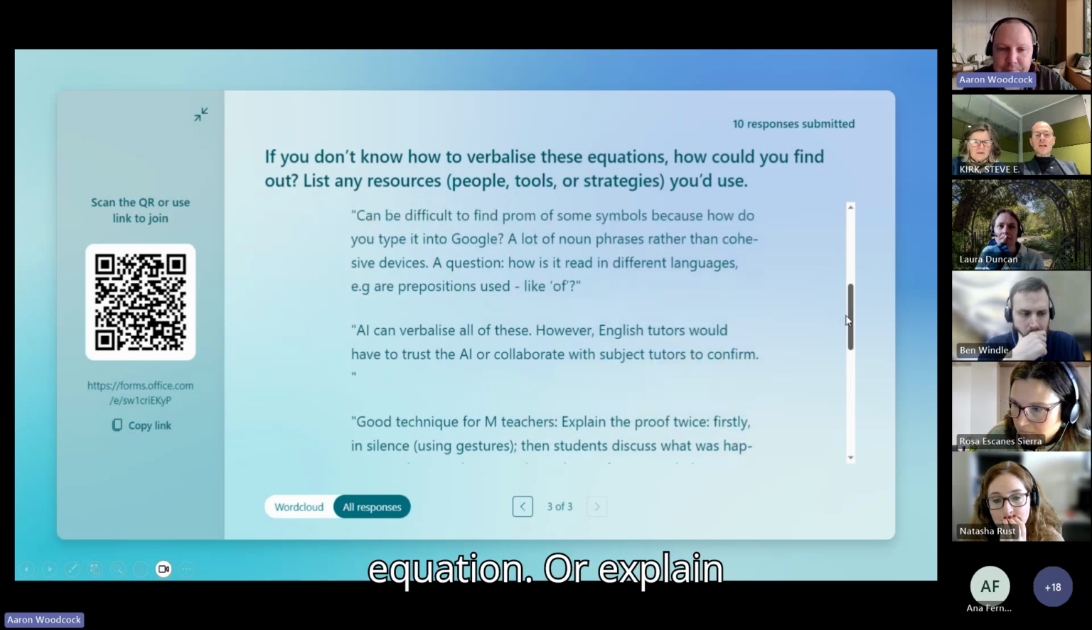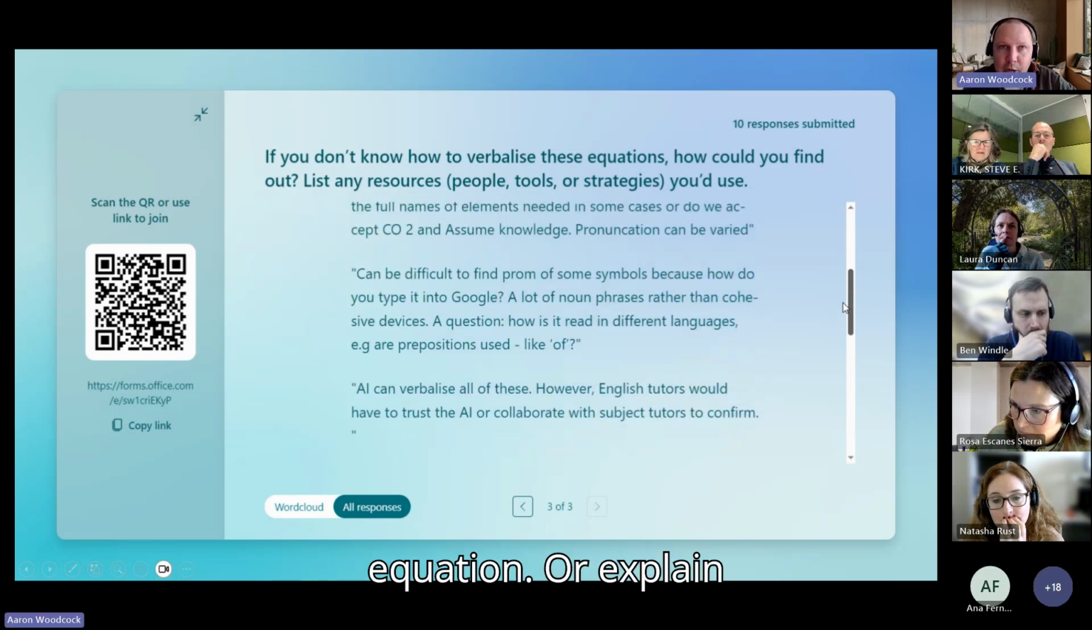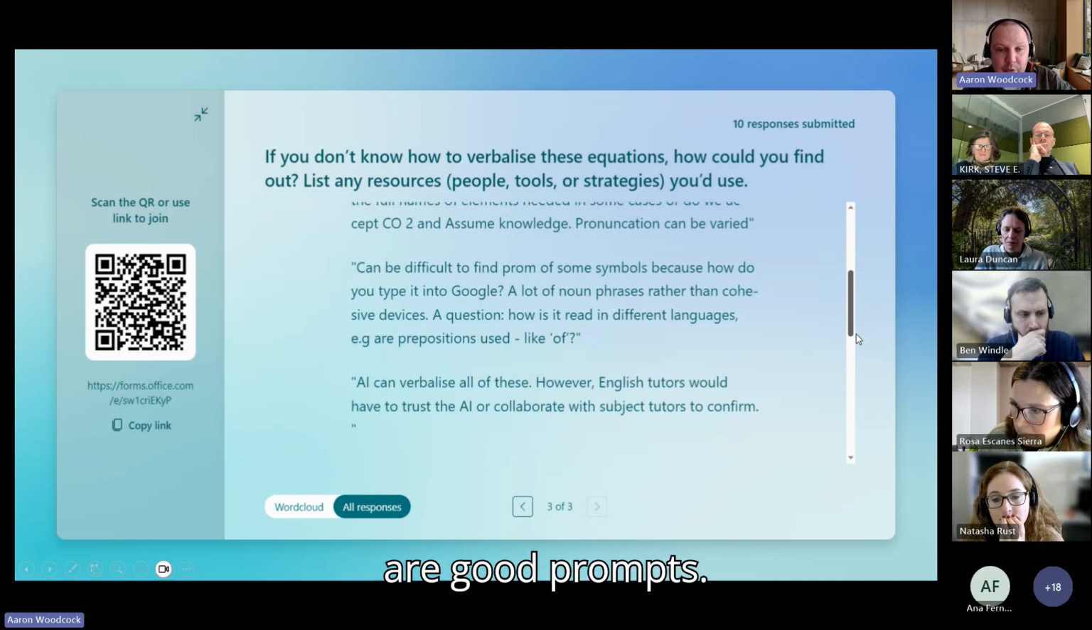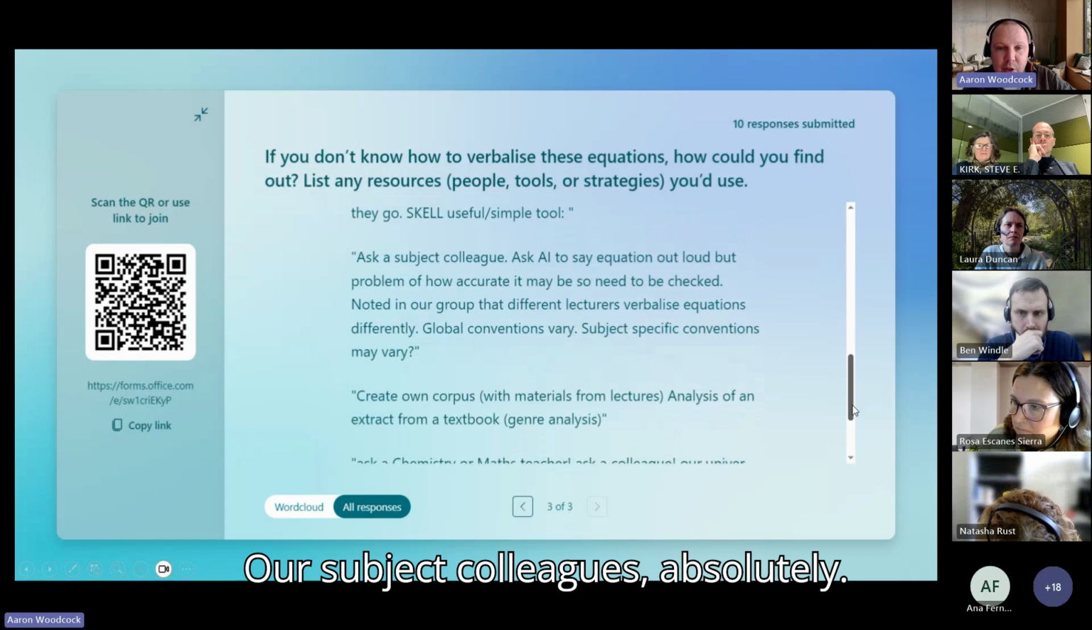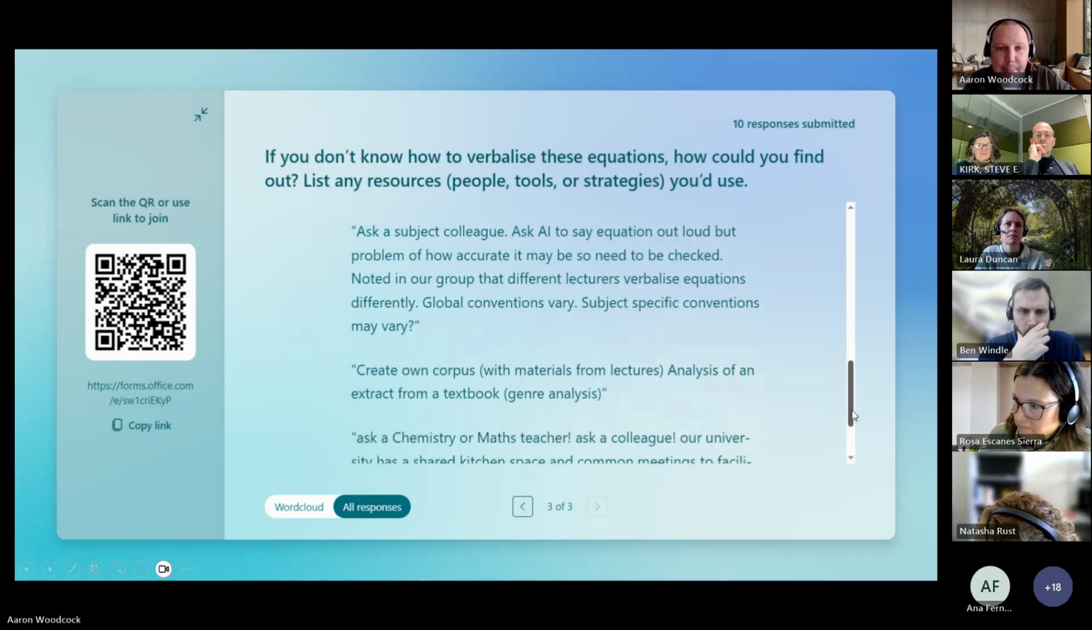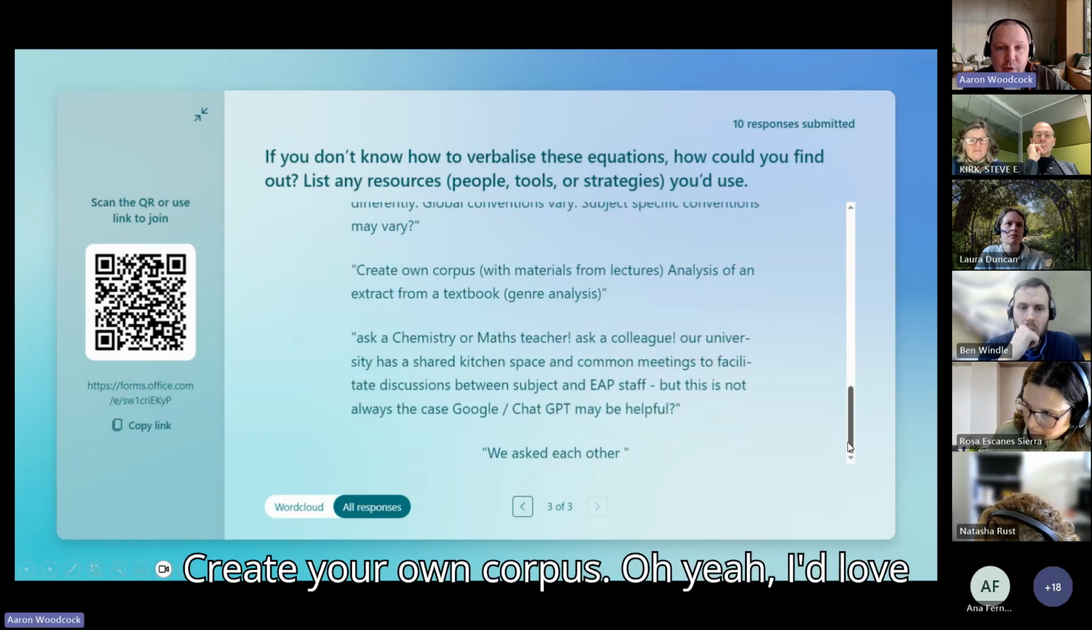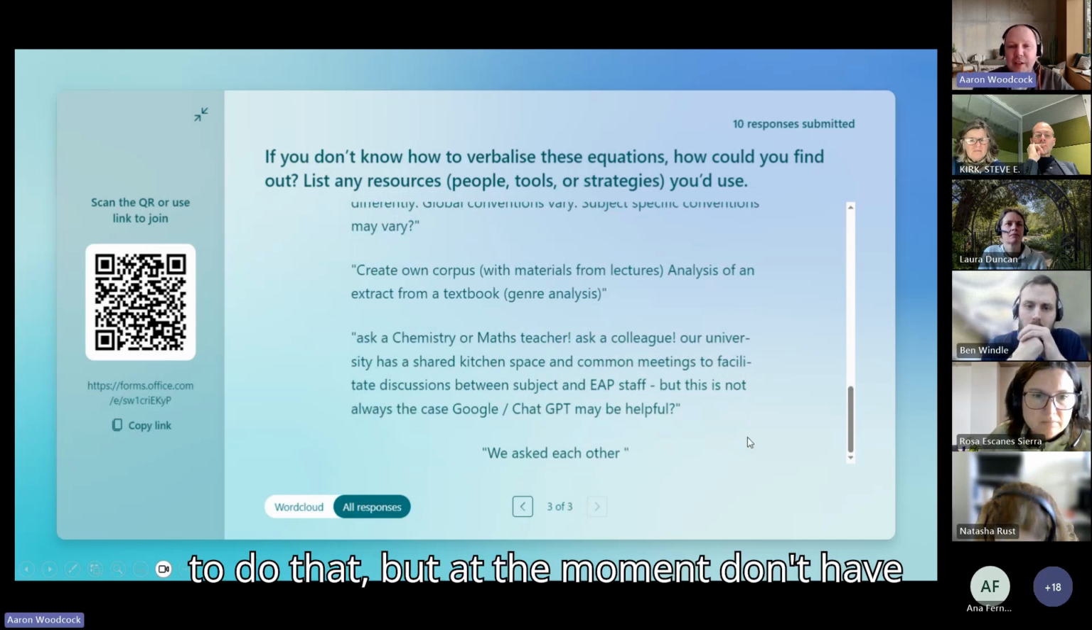Verbalize this equation. Or explain this equation like you are a maths teacher. Those are good prompts. Ask subject colleagues, absolutely. Create your own corpus. Oh, yeah, I'd love to do that, but at the moment don't have the resource.